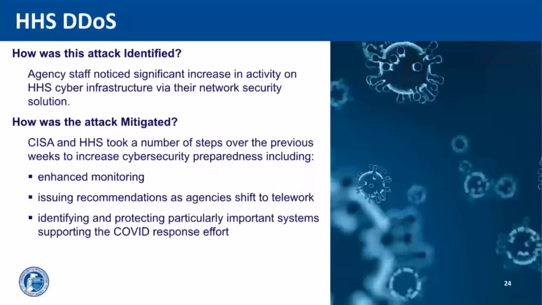Now, the attack was noticed by agency staff due to a significant increase in activity on the network. So thankfully, they were monitoring and watching the events that were going on. In the weeks prior, CISA and HHS were able to mitigate and even prevent attacks by increasing cyber preparedness across HHS and other agencies. This included things like enhanced monitoring, issuing recommendations as agencies shifted to a telework remote model, and identifying and protecting important systems that supported the COVID-19 response effort.